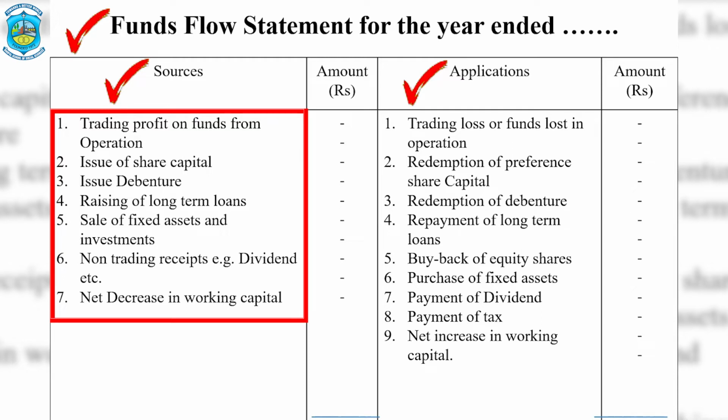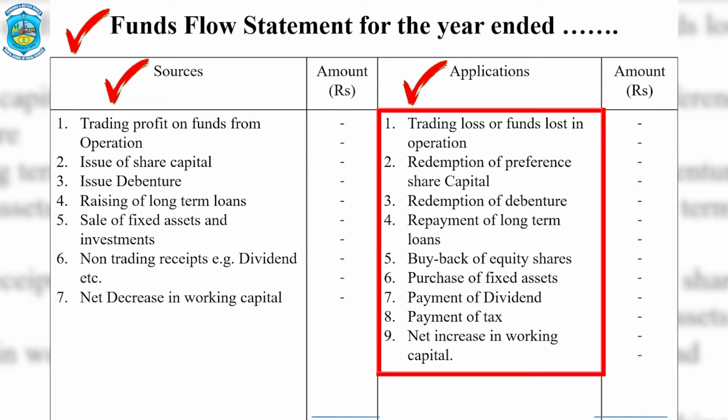and loss adjustment account. With the help of this profit and loss adjustment account, then issue of share capital, issue of debentures, raising of long-term loans, sale of fixed assets and investments, non-trading receipts, that is dividend, etc. And finally, net decrease in working capital. It is one of the sources of this working capital funds. Therefore, this is the most important term, which is called net decrease in working capital, which has already been calculated from the help of schedule of changes in working capital.